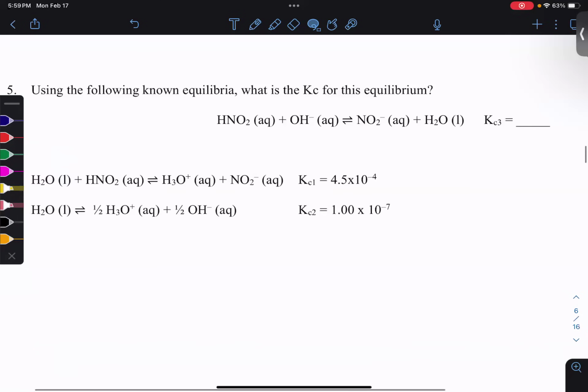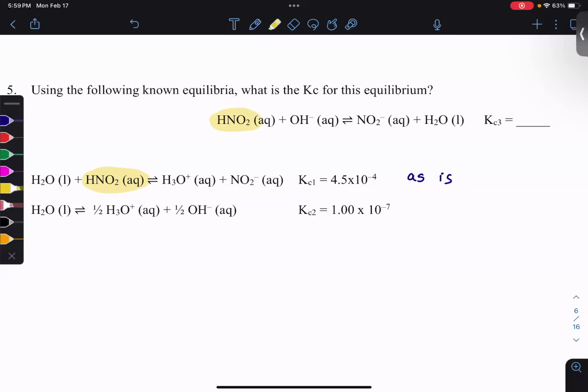So you want to ask yourself, what do I have to do to these reactions to make them match? Look for the weird things and make it match. So here, HNO2, HNO2. Is that thing on the right side? Yes. Is it in the right number? Yes. So do I have to do anything to the reaction? No. So we're going to keep this one as is. All right.